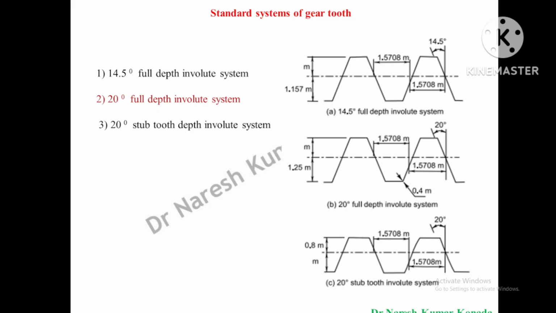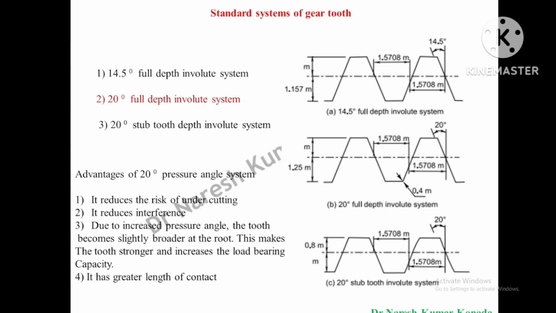Let us look at some of the advantages of the 20-degree pressure angle full depth involute system. It reduces the risk of undercutting and reduces the interference. Due to the increased pressure angle, the tooth becomes slightly broader at the root, which makes the tooth stronger and increases the load bearing capacity, and it has a greater length of contact. Because of all these advantages, this system is widely used by the Bureau of Indian Standards compared to the remaining two systems.